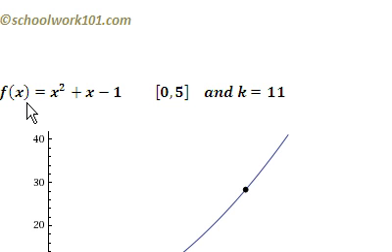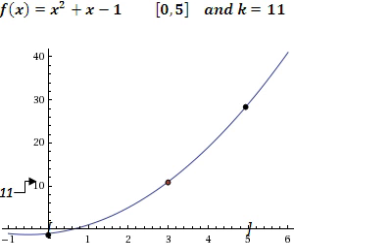Okay, so here's our function, a nice polynomial. Here's our closed interval, between 0 and 5, and we're going to let k equal 11. So we're going to have to find a c. Let's take a look at the graph. So here's the graph of our polynomial function, okay? And we're on the interval between 0 and 5, so we're just concerned about between here and 5.